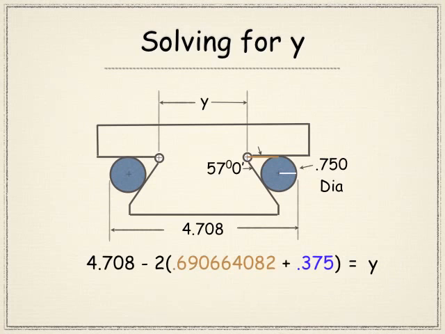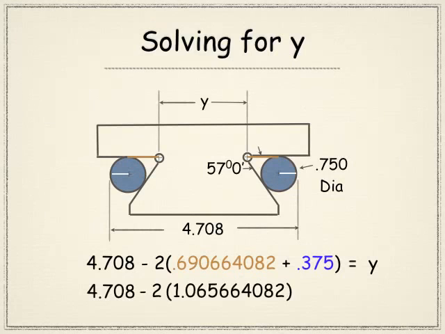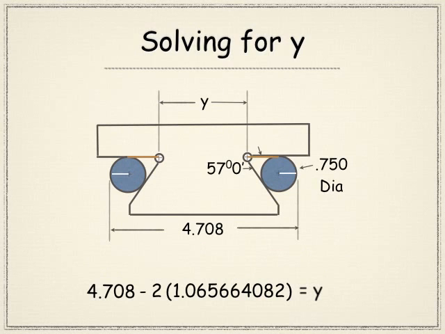Now since we have to do it on both sides, we're going to have to multiply that by 2. And when we multiply that by 2 and subtract from 4.708, then we'll have subtracted the segments shown on both sides, and we'll be left with y. So now I'll add those two numbers together, the 0.690 plus the 0.375, multiply by 2, subtract from 4.708, and finally round to 3 decimal places to solve our problem. So our final answer will be 2.577.